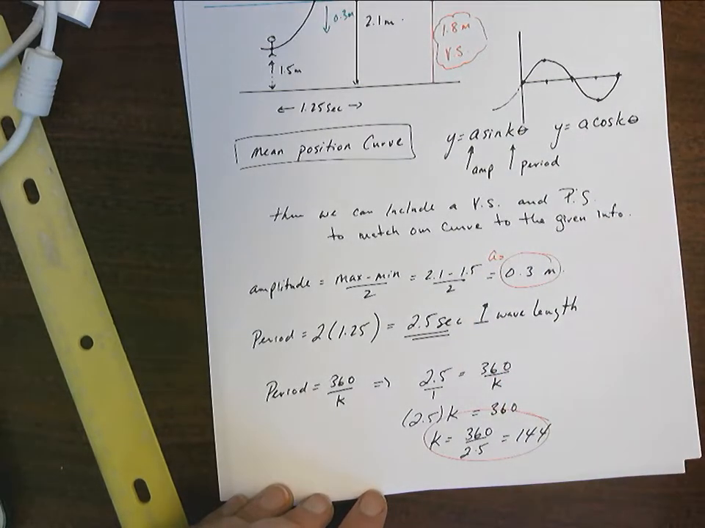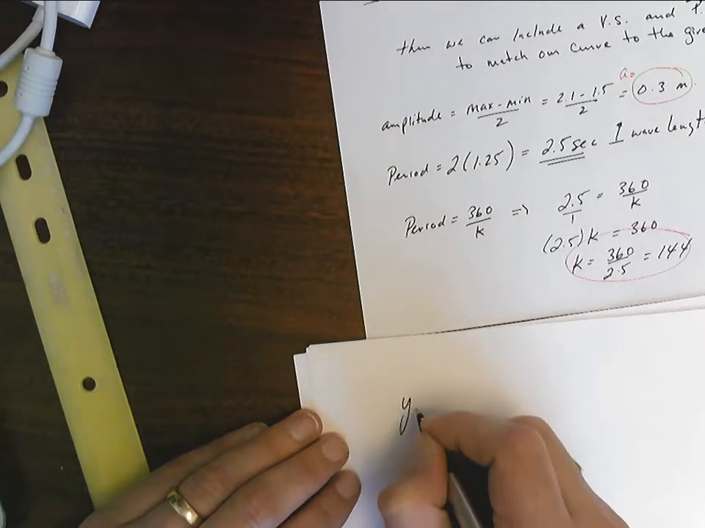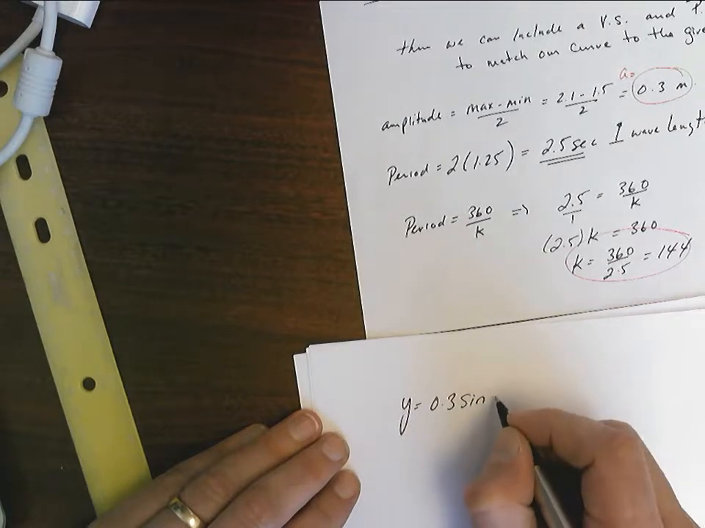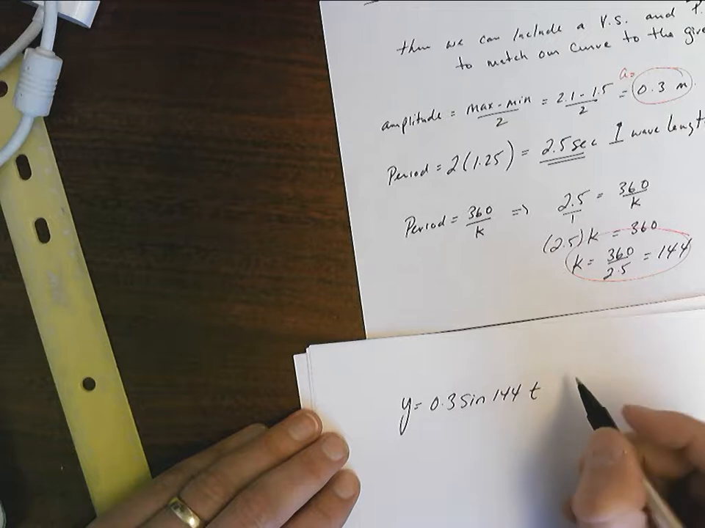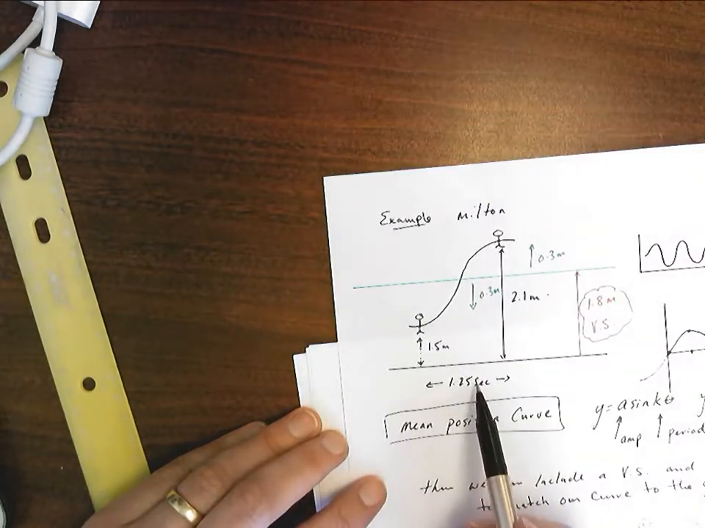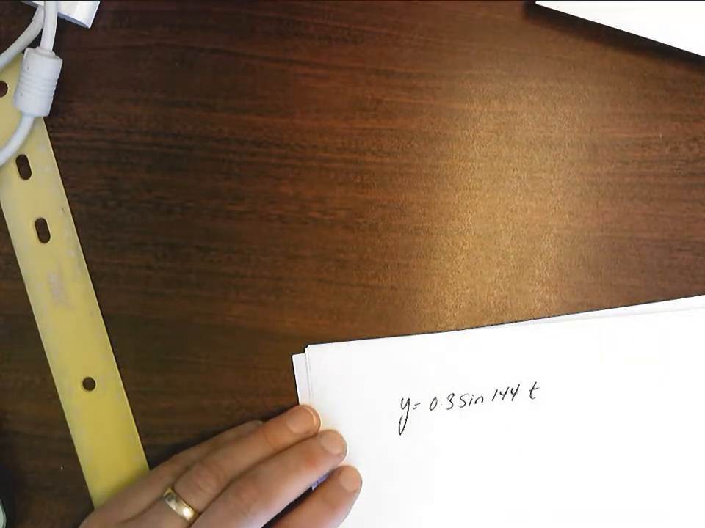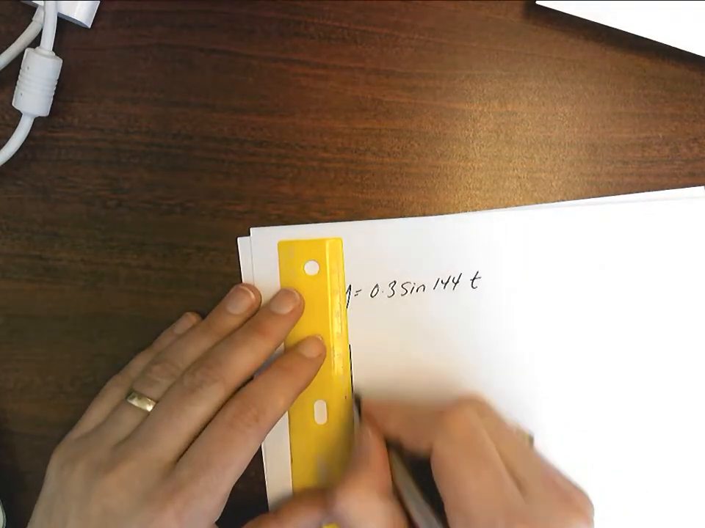Okay? Let's put that into our equation. So what we know is we're going to have y equals 0.3 sine 144t. Now I'm using t instead of theta because it's in terms of time. Our question is in terms of time, not really in terms of theta. Okay, well that's my mean position curve. If I was to graph this curve, this is what I'd get.